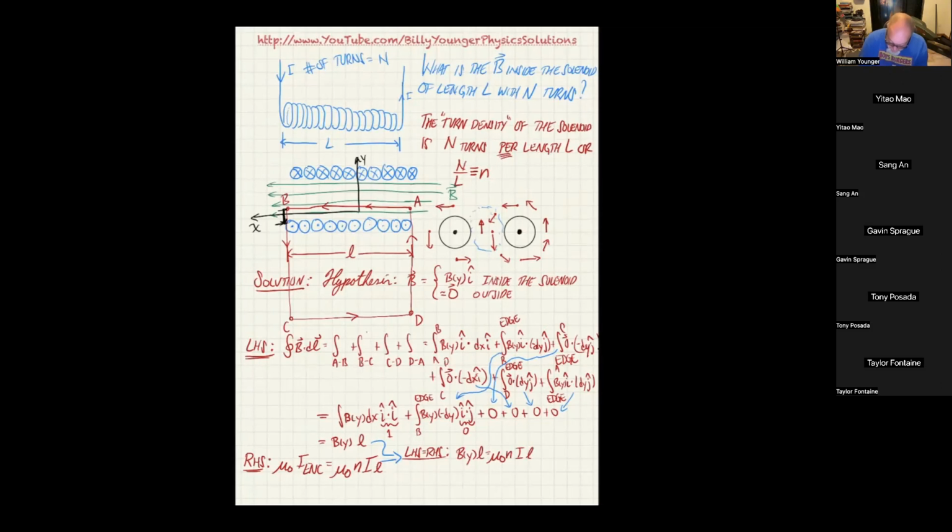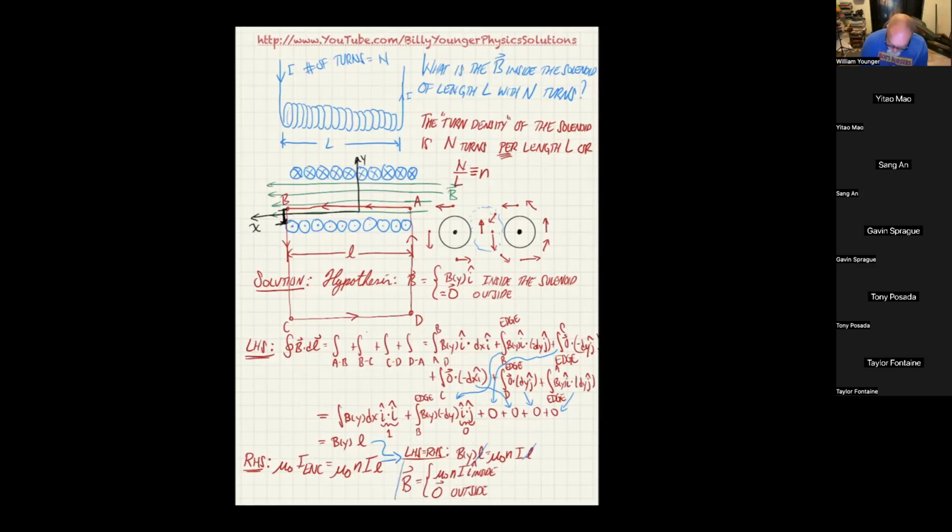So now you can see that the L's cancel out, and ultimately the magnetic field that we found was, using our hypothesis, B is equal to mu 0 n times I inside and 0 outside. And at all points, of course, in the i hat direction. So I'll put that there and this there.